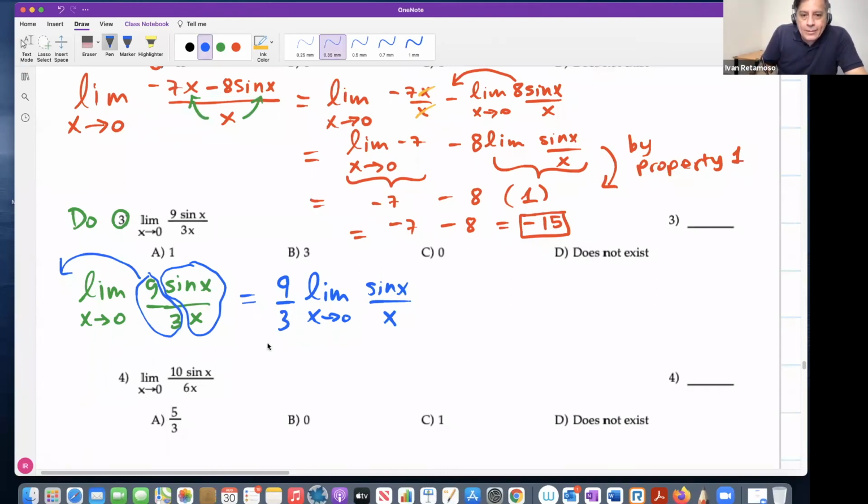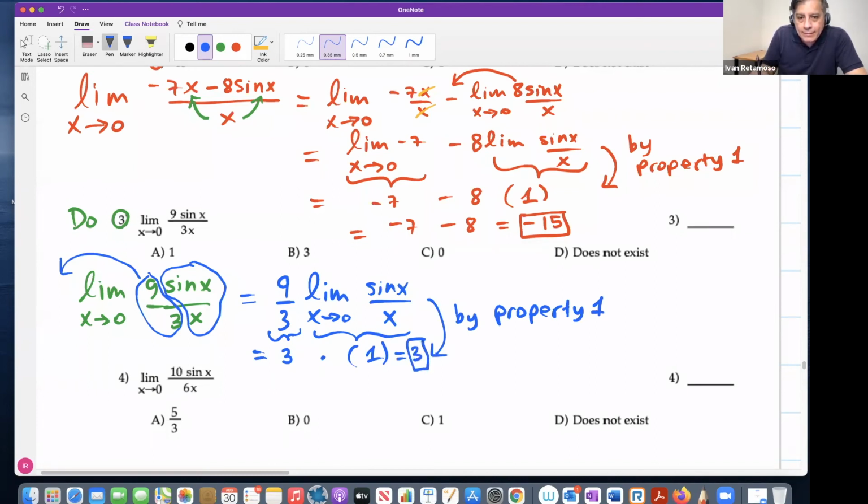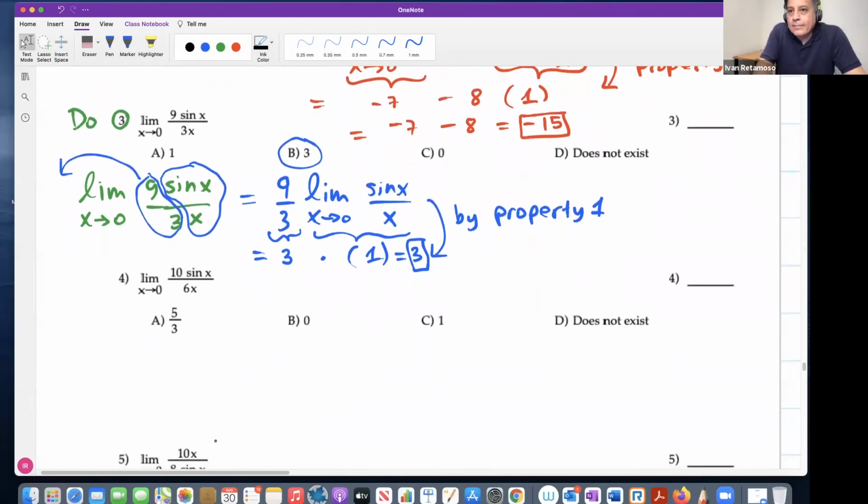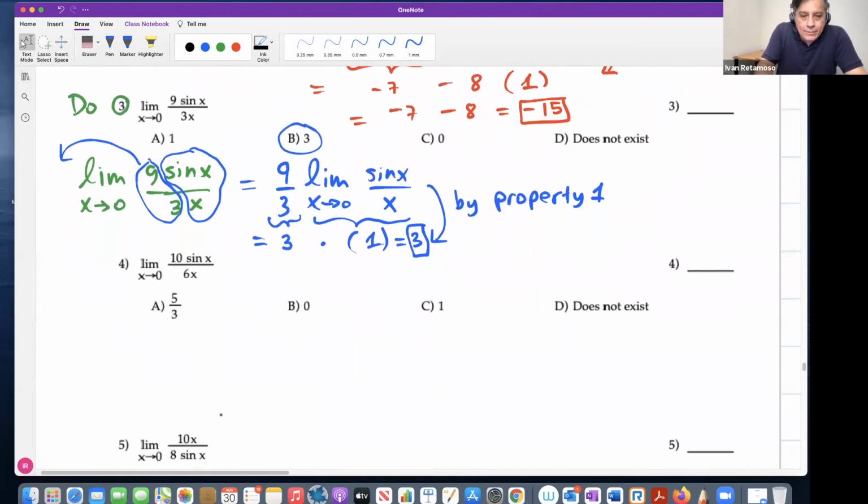So now we know that 9 over 3 is just 3, and the limit of sine of x over x as x approaches 0, by property 1, is just 1. And 1 multiplied by 3 is just 3. So that's it. This is the final answer. This guy is similar, so I leave this for you to do at home.